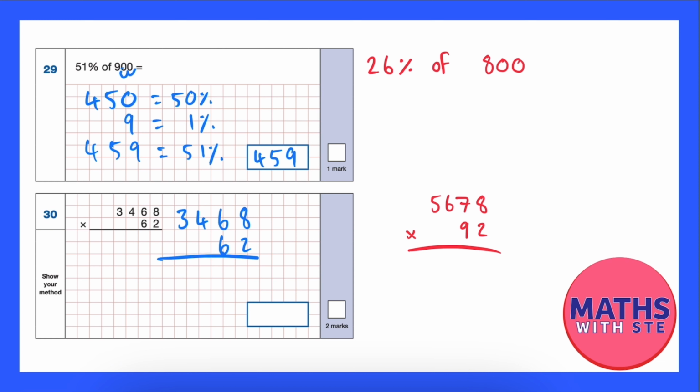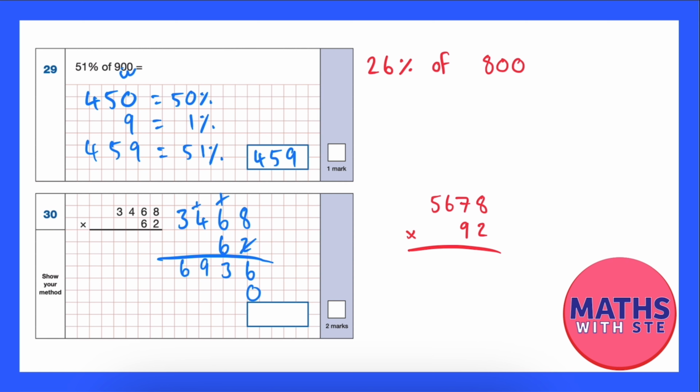62. Right, okay, let's do this. So 2 times 8, so I'm starting with the 2. 2 times 8 is 16. 2 times 6 is 12, add 1 is 13. 2 times 4 is 8, add 1 is 9. And 2 times 3 is 6. Perfect. Cross that out, cross that out, cross out your 2, stick in a 0.